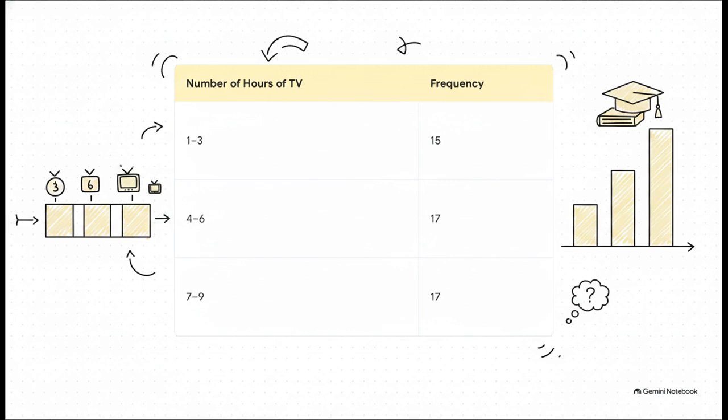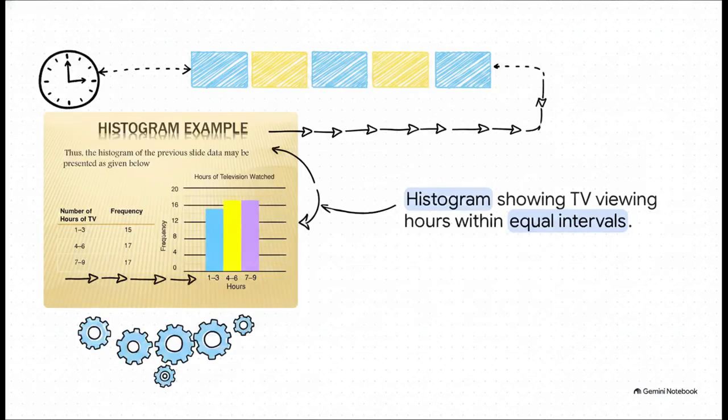all their homework done. But jokes aside, notice how these are continuous, equal blocks of time. When we plot that TV data, we get this histogram. Take a look at the axis at the bottom. It flows from 1 to 3, right into 4 to 6, right into 7 to 9. Time doesn't just stop, so our visual doesn't stop either.